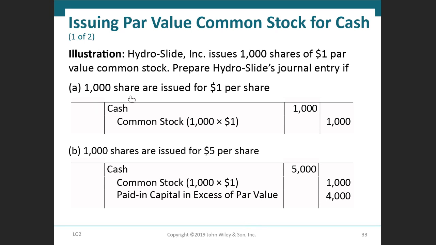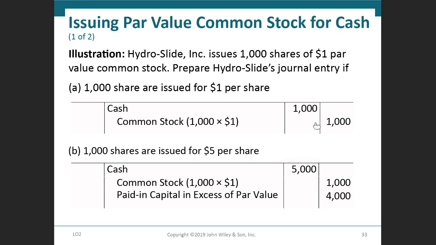So what happens? I mentioned to you par value. So let's say this company issues 1,000 shares of $1 par value common stock. If the company sells the stock for $1 each, then the entry would be cash 1,000 shares for $1 each is 1,000 debit to cash, and then common stock 1,000 credit, right?